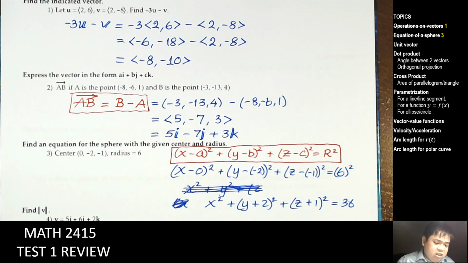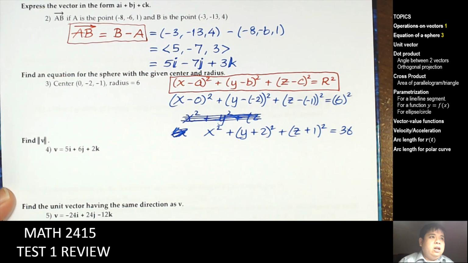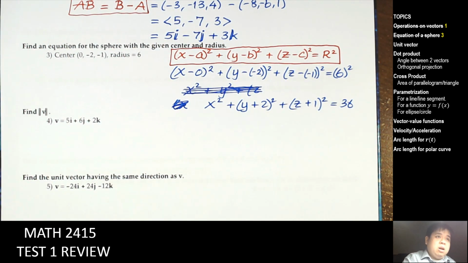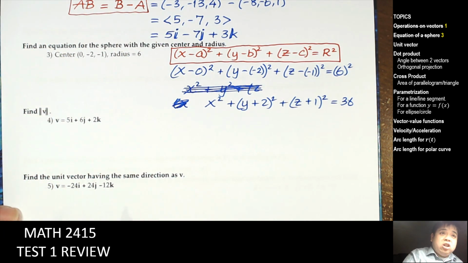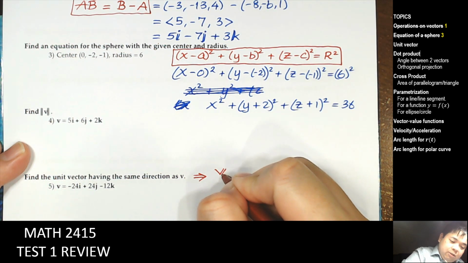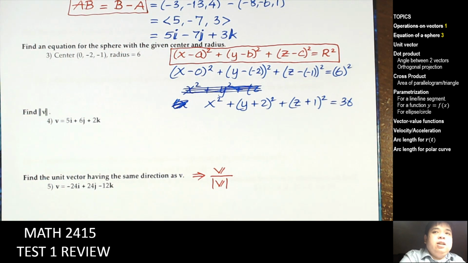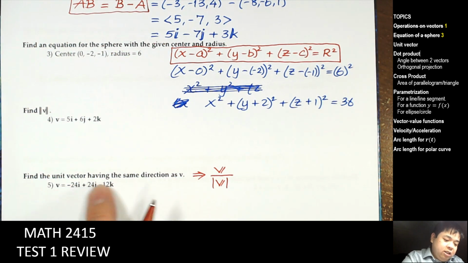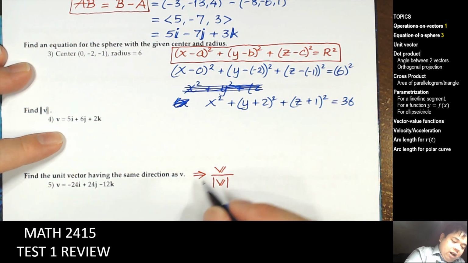Next we have the unit vector. The unit vector is the vector that has the length equal to 1. So this we have number 5 here. The unit vector in the same direction as v means what we need to find is the vector v divided by the magnitude of the vector v. So that is the unit vector in the direction of v. So we're going to find that.